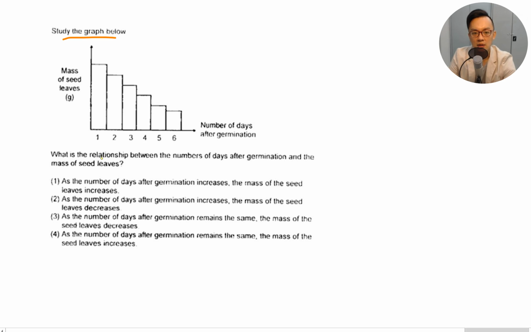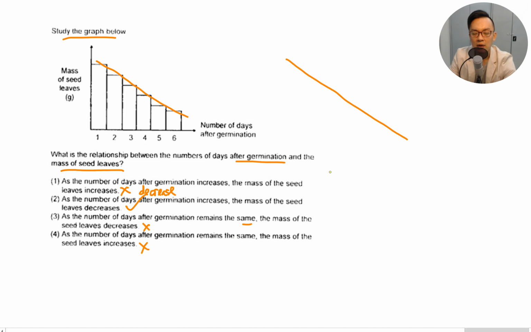Study the graph below. What is the relationship between the number of days after germination and the mass of the seed leaves? Again, you should be looking at a downward curve, which is correct, like that. As the number of days after germination increase, the mass of the seed leaf increase. That's wrong. It should decrease. As the number of days increase, the mass of the seed leaf decrease. This is correct. As the number of days remain the same, the mass, this is not correct. Remain the same, the seed leaf should also remain the same.